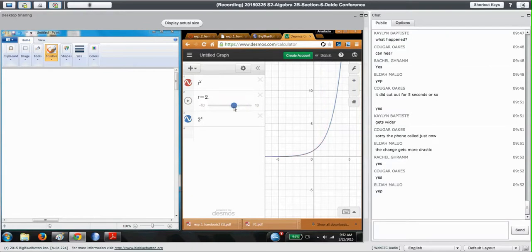Now what happens when it gets to 1? It levels out. Why is it a straight line?